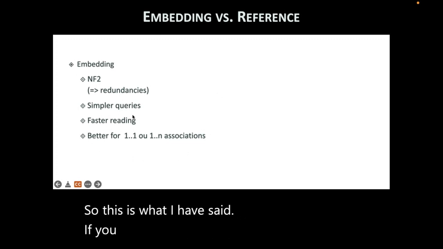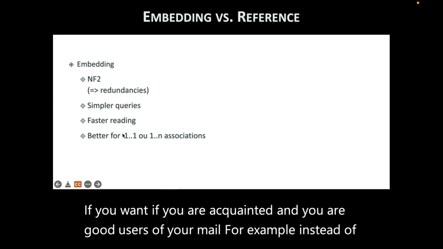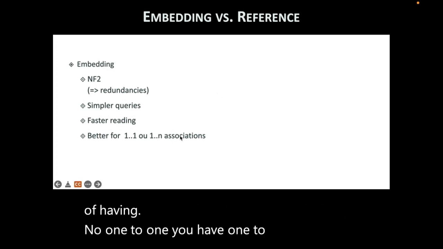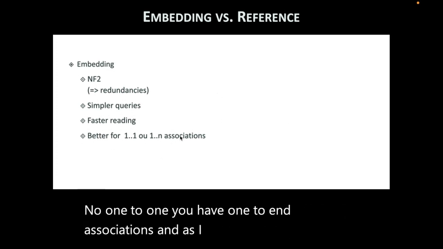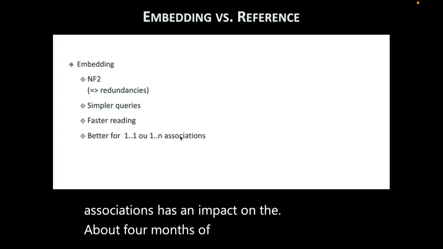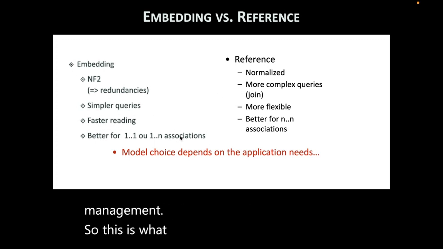If you are acquainted and you are good users of UML, for example, instead of having one-to-one, you have one-to-n associations. And as I said, having one-to-one or one-to-n associations has an impact on the performance of your management. Okay, so this is what I wanted to say.